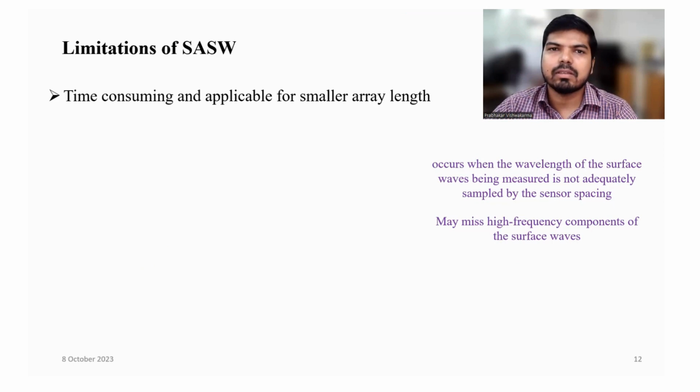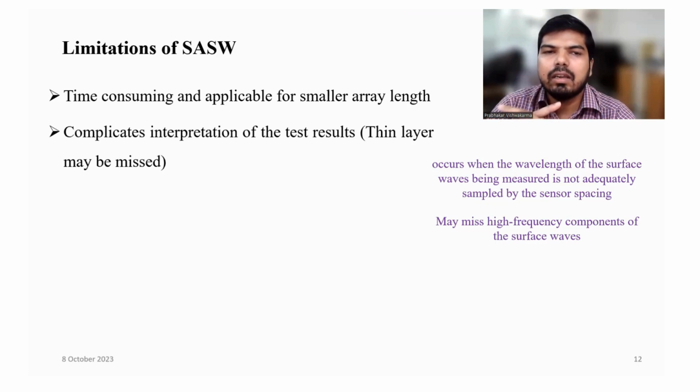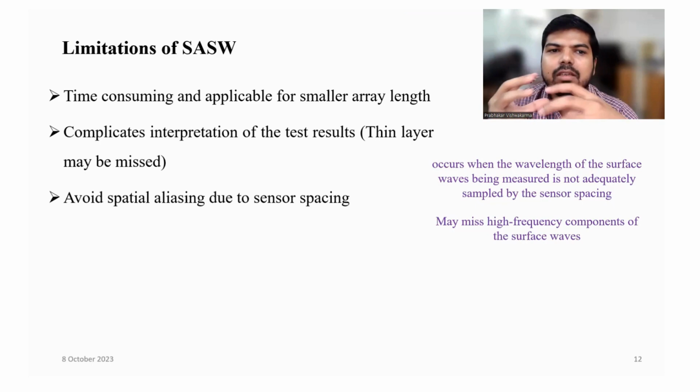There are some limitations. Here there are only two sensors, so it is only applicable for a smaller array length, and it is time consuming. Next, it has complicated interpretations. If there is a very thin layer, that is not captured in this technique. Another is the issue of spatial aliasing due to the sensor spacing.